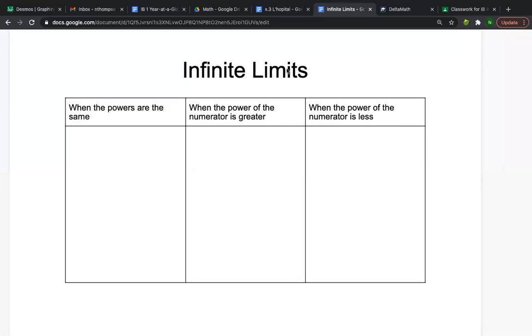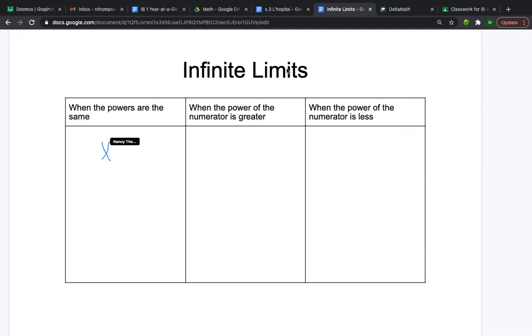Okay, so for this first lesson, we're going to be talking about infinite limits. So the first thing to talk about is when the powers are the same in the numerator and the denominator. When this is the case, what you're going to be looking at is the coefficients of both the numerator and the denominator.